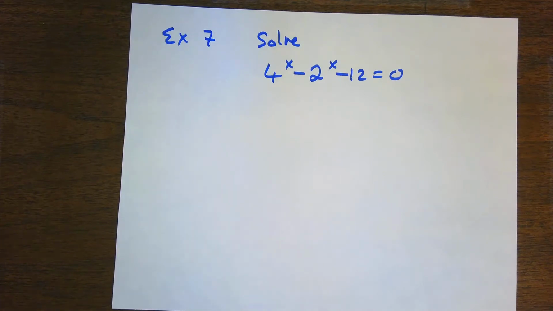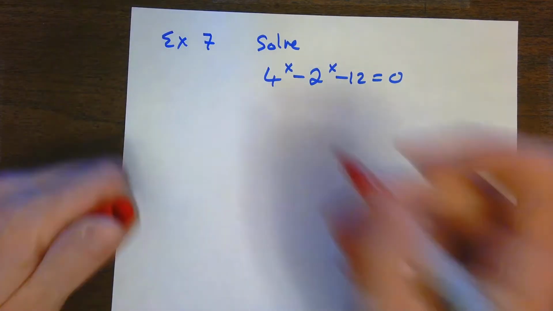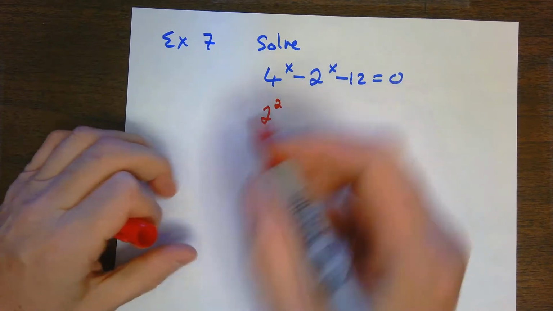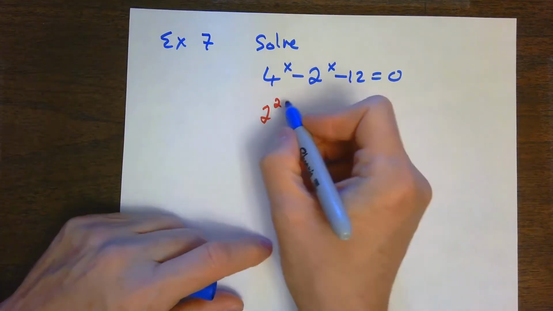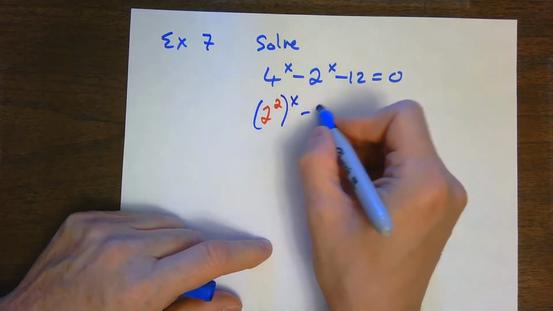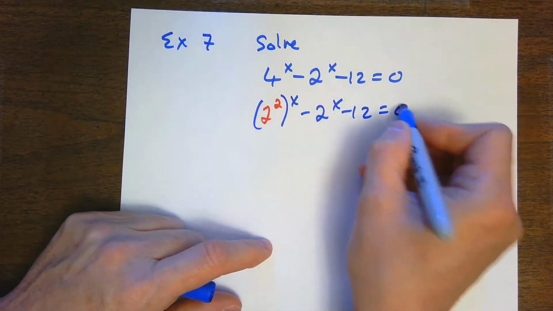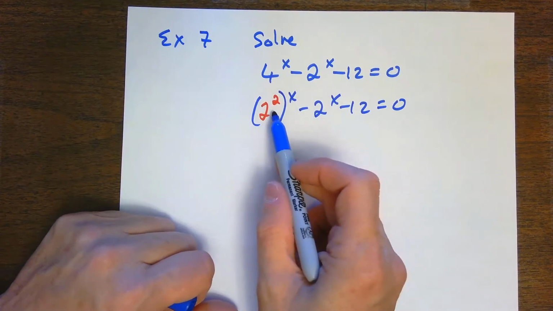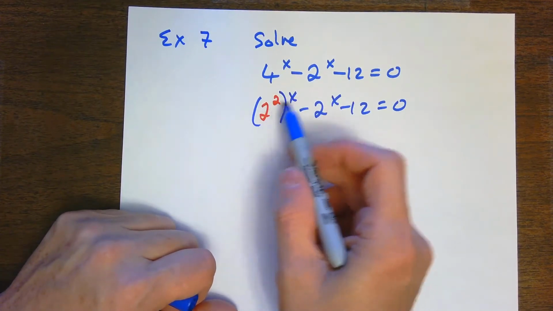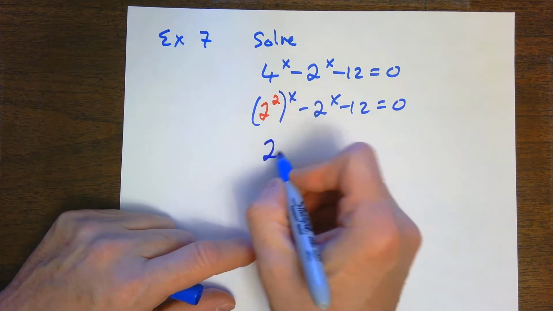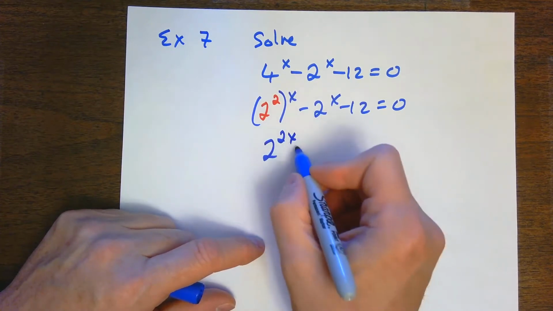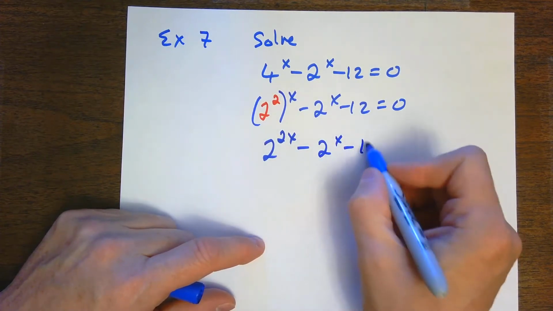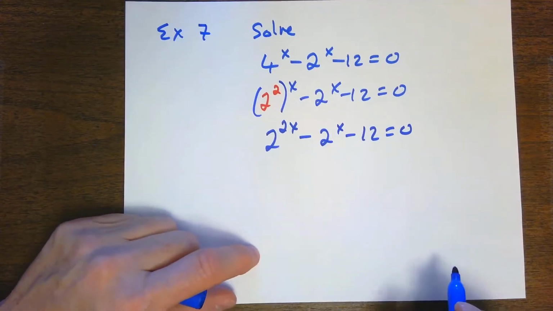Gosh, where would we even start something like this? Well, I'm going to rewrite the 4 as 2 squared. That's my 4 to the x minus 2 to the x minus 12 equals 0. So all I did was rewrite 4 as 2 squared. I'm going to simplify this expression. Power to a power we multiply. This is 2 to the 2x minus 2 to the x minus 12 equals 0.